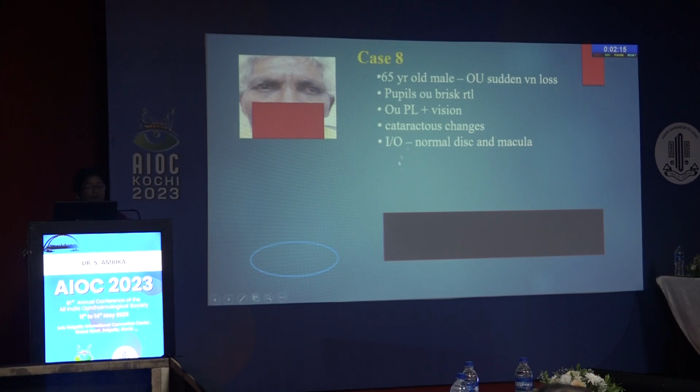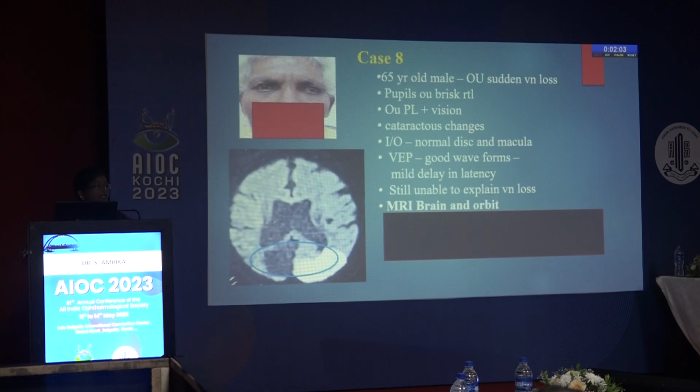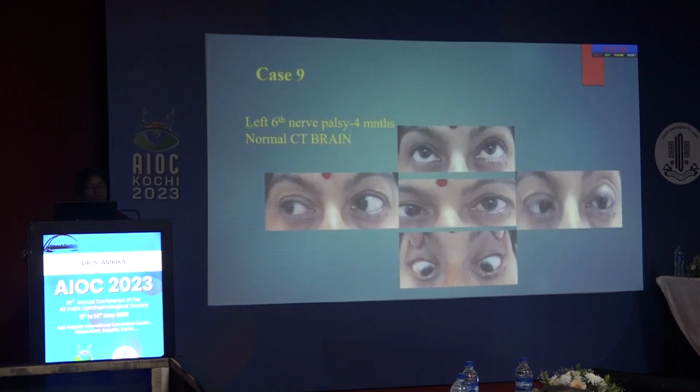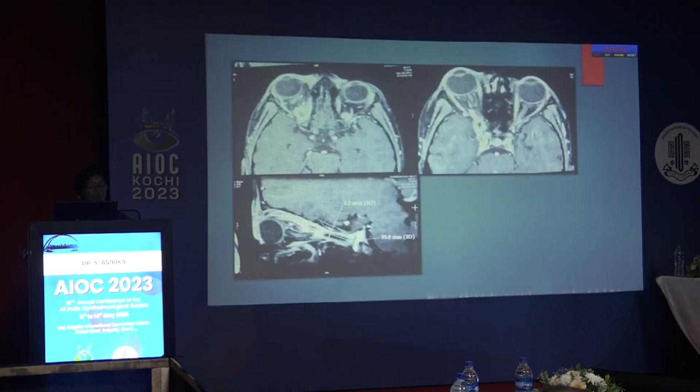And he had a normal fundus examination and anterior segment. And subsequent VEP also showed a relatively good waveforms, but with a delayed latency. Still not able to explain the vision, we went ahead and did an MRI. So the MRI showed a right side subacute lesion with a left side chronic involvement, and that was a cortical visual impairment.